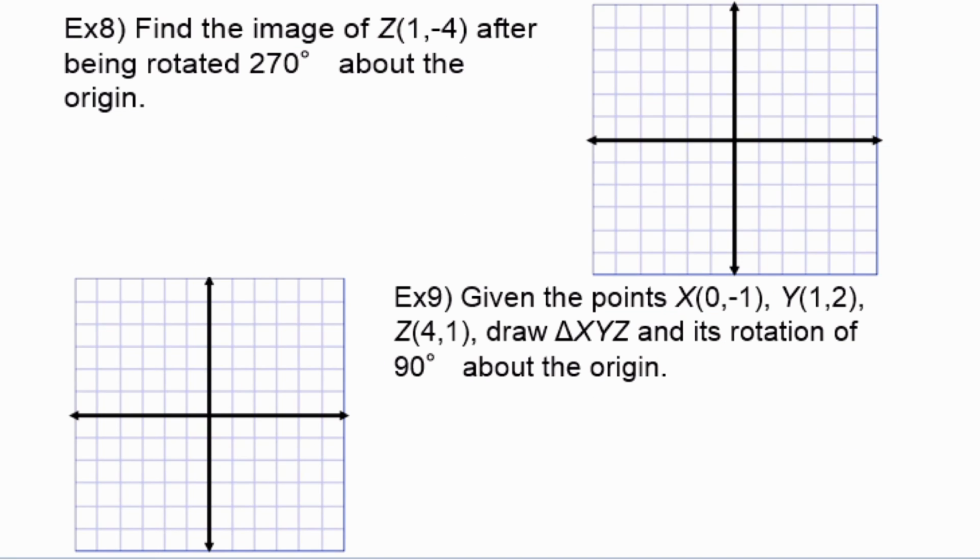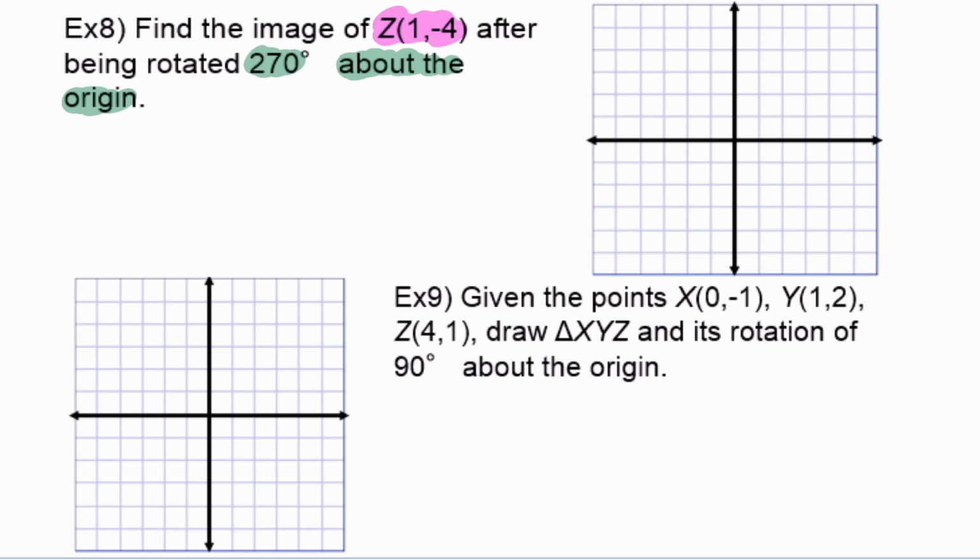All right, let's look at another situation, this time with a different rotation. So this time, we'll highlight in pink here. We're finding the image of Z. Z is our pre-image. And we're rotating it 270 degrees, again about the origin. So our origin is our center of rotation.